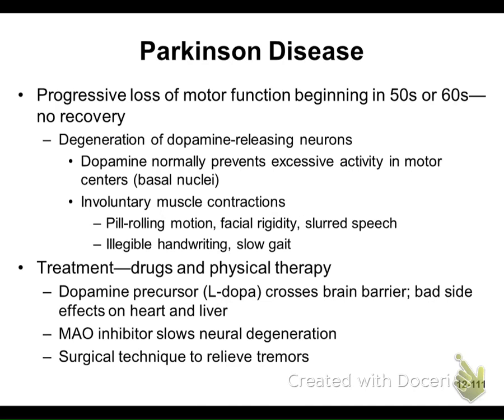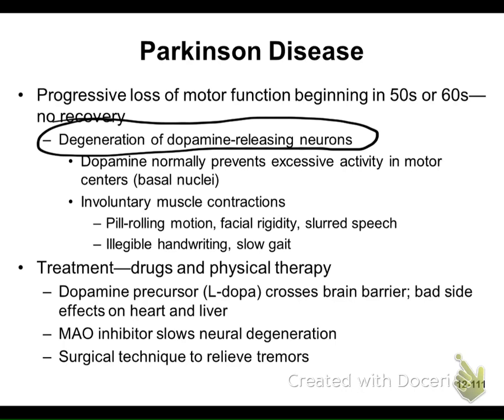Another disease of the brain that we hear a lot about is Parkinson's disease. This is a progressive loss of motor control. It begins typically in one's 50s or 60s. There is no recovery or really good effective treatment, although there are some things we can do to slow it down. We know that this has to do with the degeneration of dopamine-releasing neurons from an area of the brain called the basal nucleus, or the basal nuclei, plural. The basal nucleus is on your list of functional areas on the brain.